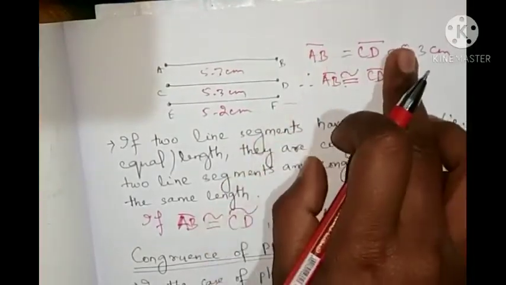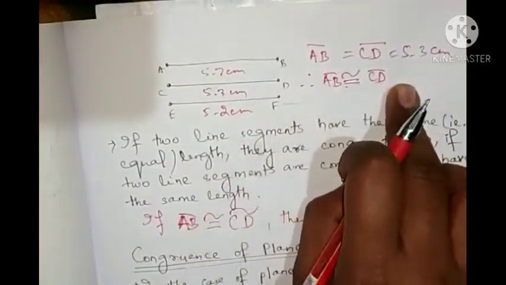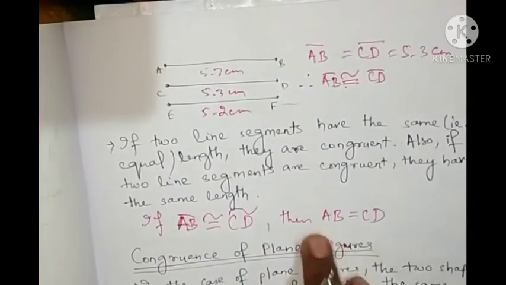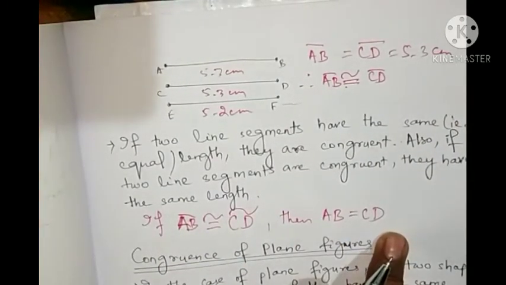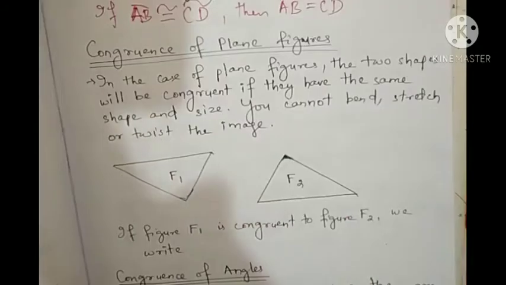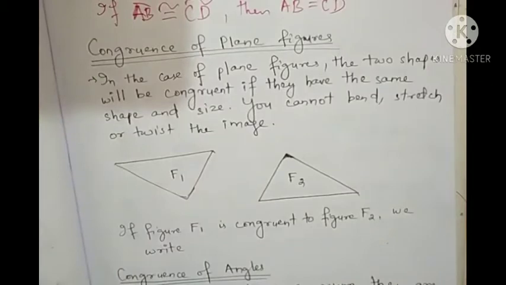When line segments have the same length, they are congruent. When line segments are congruent, then they have equal length. So this is about congruence of line segments. Next, we see congruence of plane figures.